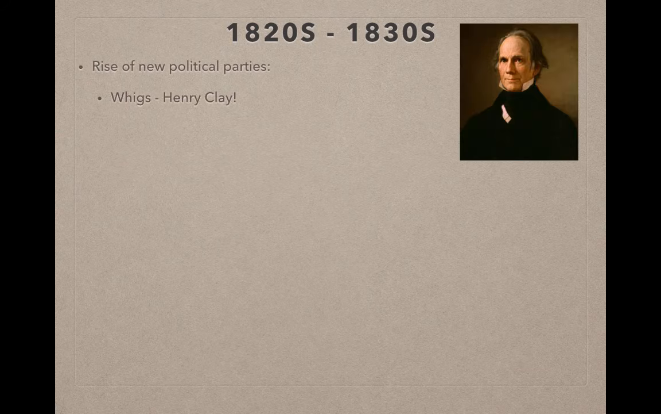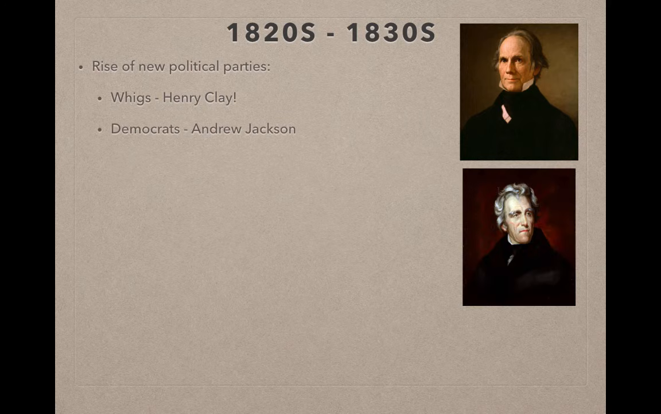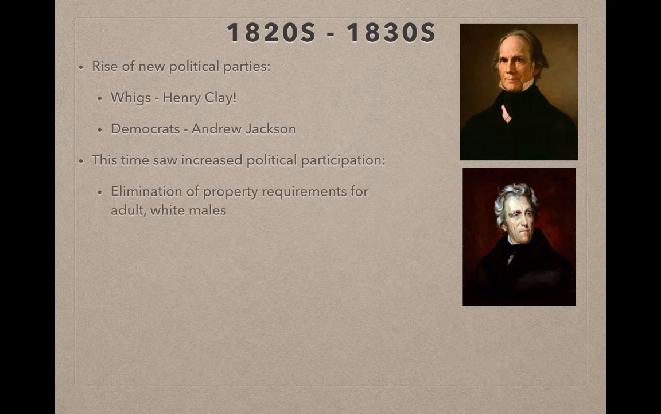All right, so let's start off talking about the 1820s, 1830s with the rise of new political parties, specifically the Whigs led by Henry Clay, that's going to be in the 1830s, and the Democrats in the 1820s led by Andrew Jackson. Now, this time saw increased political participation. You see this through the elimination of property requirements for adult white males. So you do see a large number of adult white males voting. That's the increase of political participation.